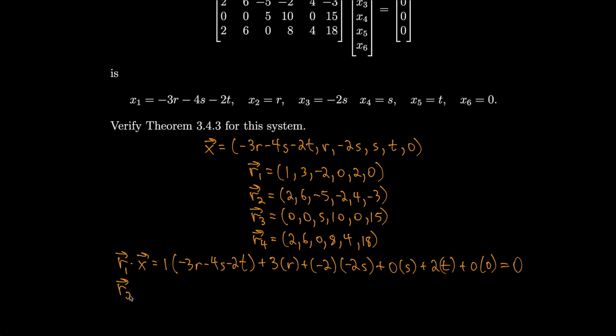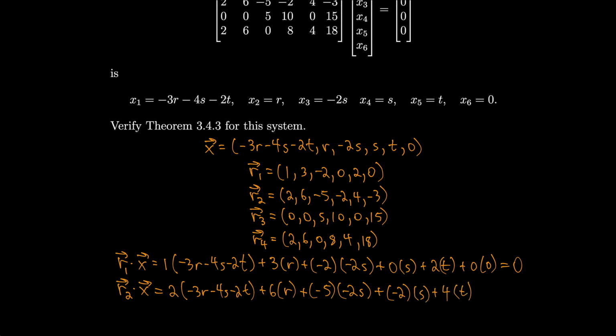This has to be true for every single row, so let's take a look at R2 dotted with X. We'll get 2 times minus 3R minus 4S minus 2T plus 6 times R plus minus 5 times minus 2S plus minus 2S plus 4T plus negative 3 times 0. And that'll also be 0. Again, tons of cancellation.